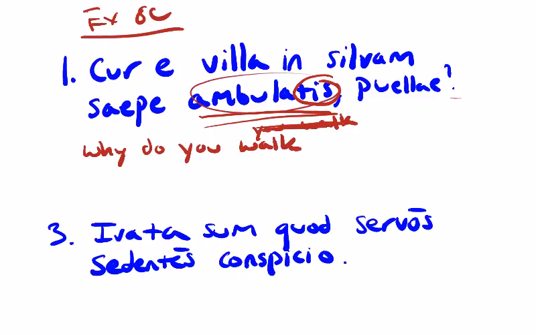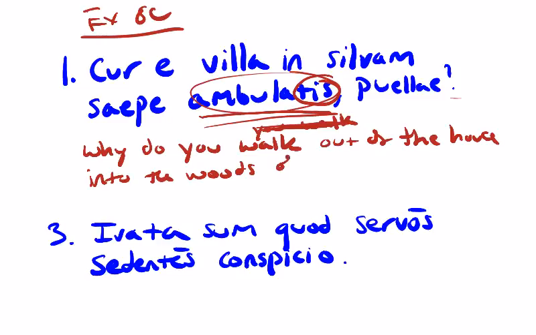So why do you walk? A villa. Well, a is the same thing as ex, right? So out of the house, in silvam, into the woods, often. And then I have this word puellae. Now obviously they're not the subject of the sentence, because the only thing that could be the subject of the sentence is y'all. If I had a vos in my sentence, it could be. But puellae couldn't be the subject, so I'm probably talking to them. Girls. Why do you walk out of the house into the woods often, girls? A lot of these sentences are really stupid, but they're from the book, so we just deal with them. All right, let's look at number 3.